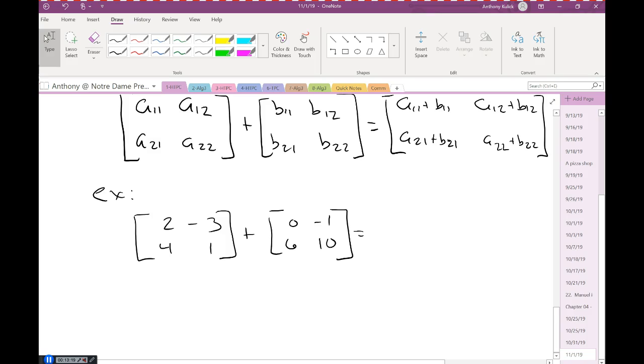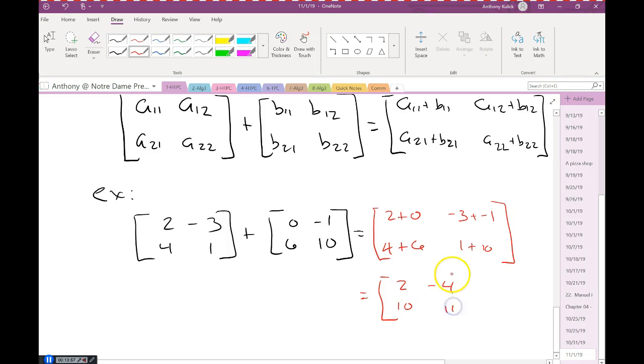So let's say we want to add these two matrices together. So my definition says that I can just do 2 plus 0 to get the first entry, -3 plus -1 to get the second entry, 4 plus 6 to get the third entry, and then 1 plus 10 to get the last entry. So I'd have 2, -4, 10, 11 as my final answer.